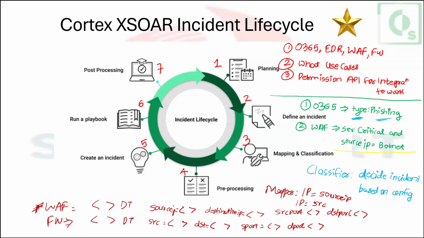Now I don't need to remember which is the IP field for WAF, or which is the source IP field for firewall. I will use the mapper, because since I have mapped the values, I can now use the mapped variables wherever I want. Mapping the values is the work of the mapper. I will now use the field IP wherever I want to work on IP addresses related to WAF and firewall.